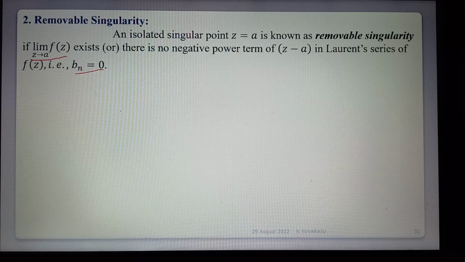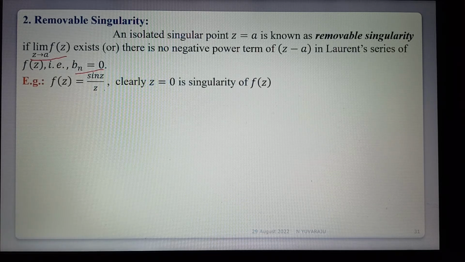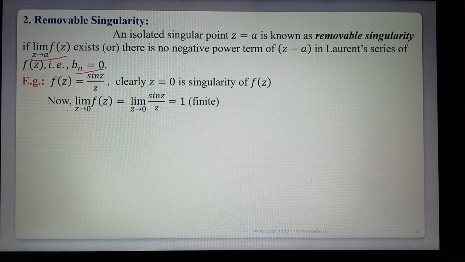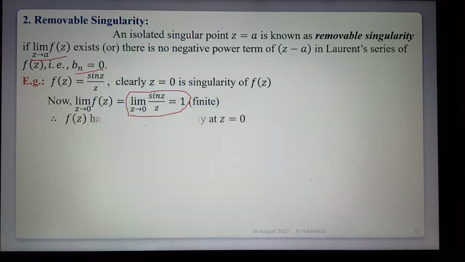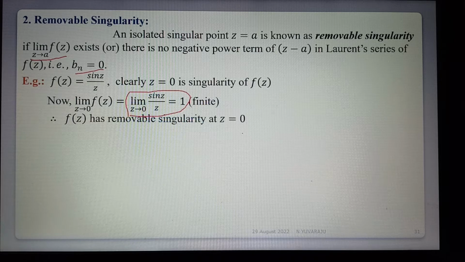Okay, see the example here. f of z is equal to sin z by z. So clearly z equal to 0 is a singularity. How to say that? At z equal to 0 it is not defined, 0 by 0 is not defined. And how to find here? Now the limit value. Limit z tends to 0 of f of z is equal to limit z tends to 0 of sin z by z. And the value exists, 1 exists, 1 is finite. Therefore the given function has a removable singularity at the point z equal to 0. So z equal to 0 is called a removable singular point.